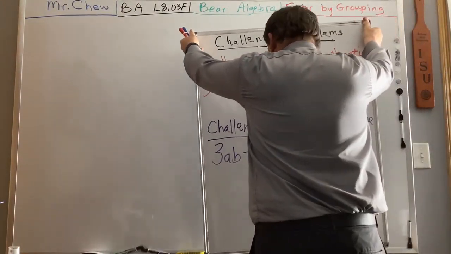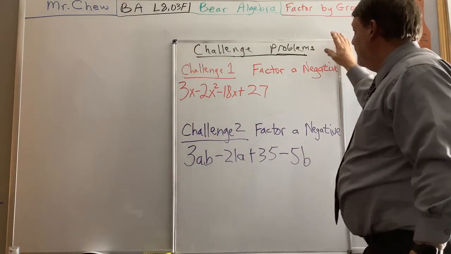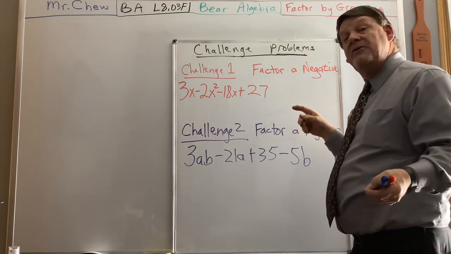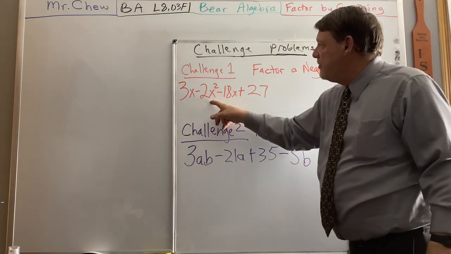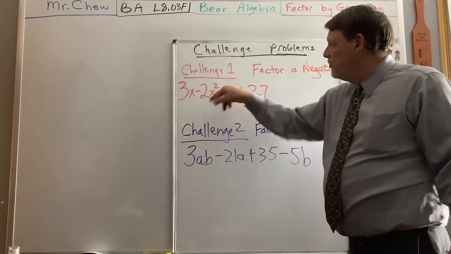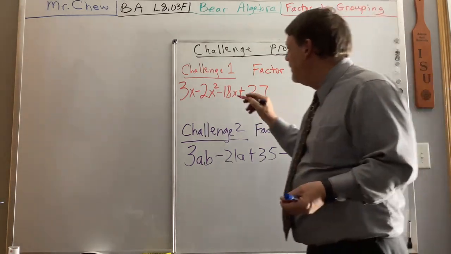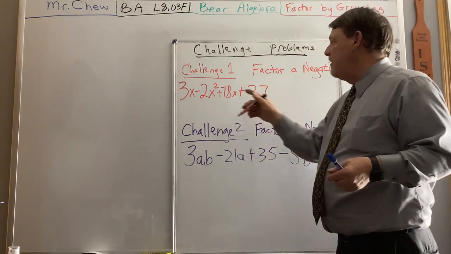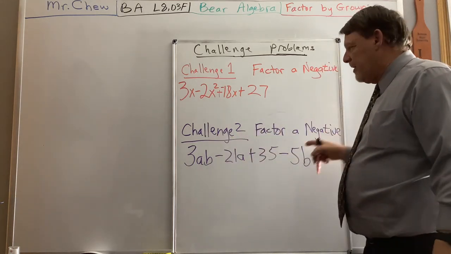All right, so here's my challenge problems. Challenge 1, you're factoring a negative. Remember, you're always going to find in these 2 types of problems that you're going to have to factor out a negative. 3x minus 2x squared minus 18x plus 27. So you'll group the first 2, group the second 2, and here's your little hint. You're going to have to change this to plus and negative so that you factor out that, you know that that's a negative there.